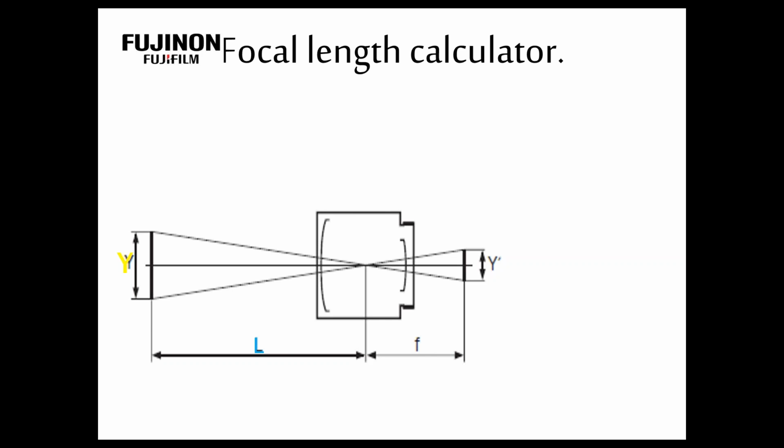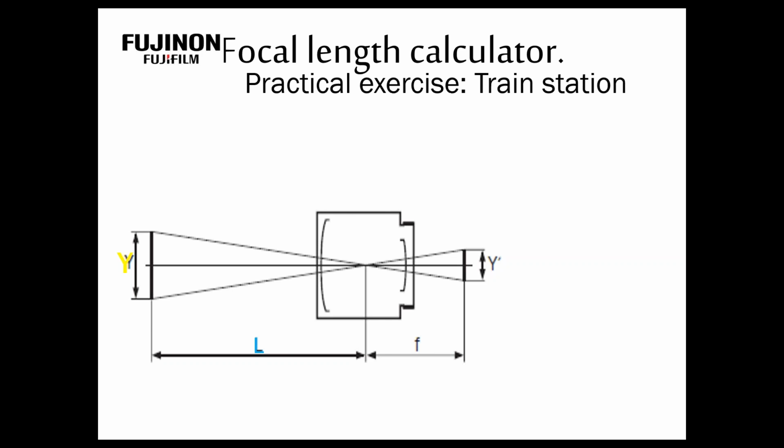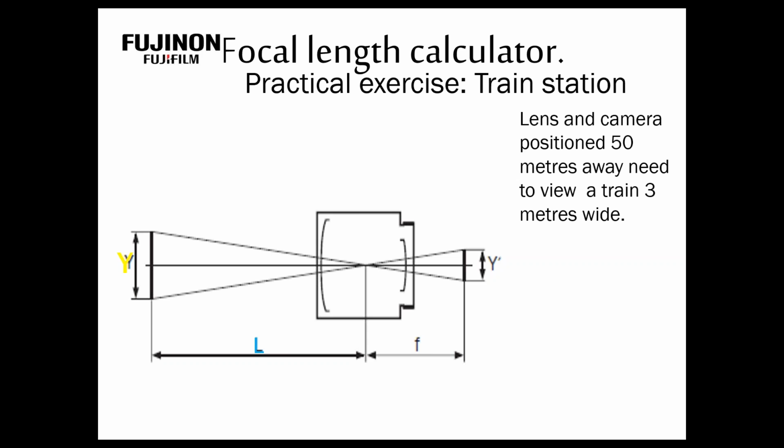Okay, let's imagine that our practical exercise for today is we're at a train station. The camera and lens combination is 50 meters away, and we want to view a train that is 3 meters wide. There is our formula: little f equals little y times L over y. Let's place some of those measurements into the formula.